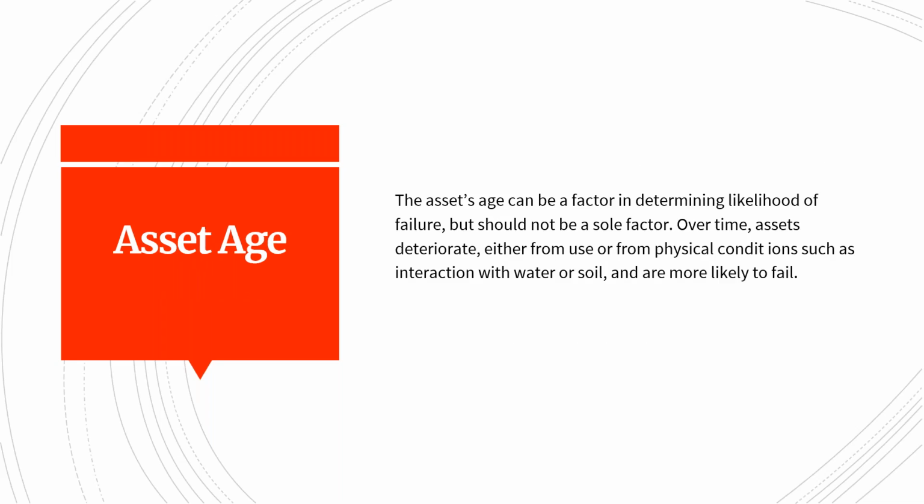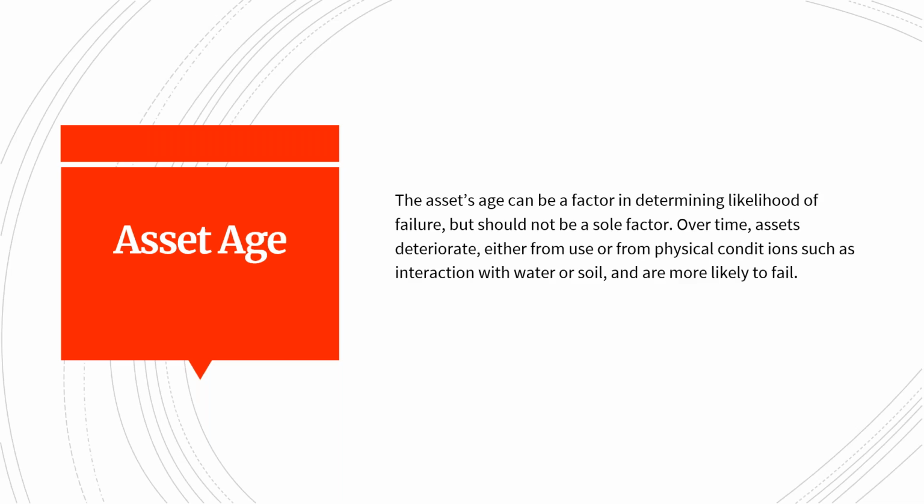Asset age. The asset's age can be a factor in determining likelihood of failure, but should not be a sole factor. Over time, assets deteriorate either from use or from physical conditions such as interactions with water or soil, and are more likely to fail. There is no magic age at which an asset can be expected to fail. An asset's useful life is highly related to the conditions of use, the amount of maintenance, the original construction techniques, and the type of material it is constructed out of.